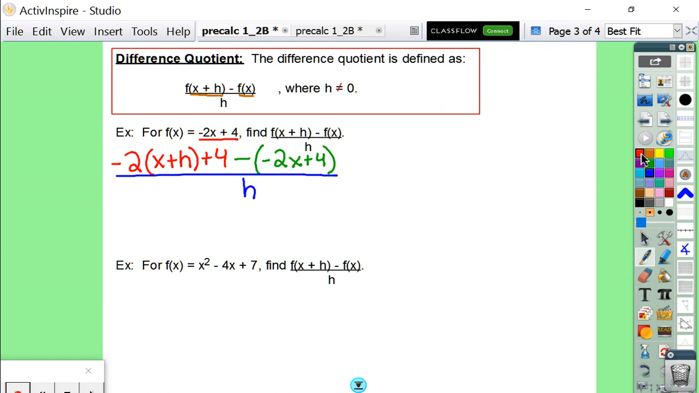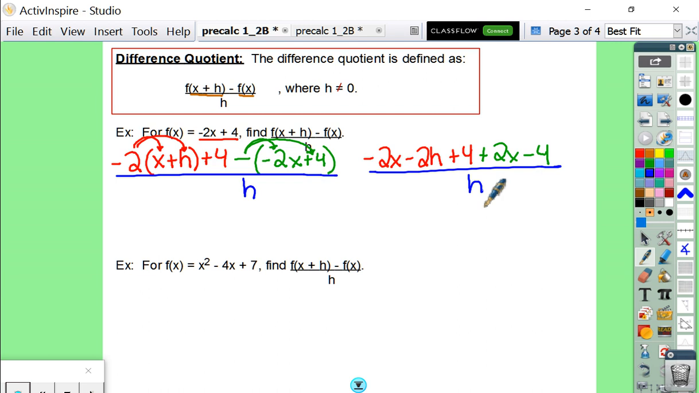The very first thing I'm going to do is distribute. So I'm going to distribute this in, distribute that in. Now it looks like negative 2x, negative 2h, plus 4. Then I'm going to go to the green one, and remember I'm subtracting the original. So that means I'm going to distribute this negative inside. Negative times negative is positive. Negative times 4 is negative 4. And now the whole thing is going to be over h.